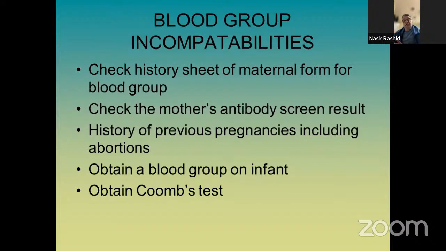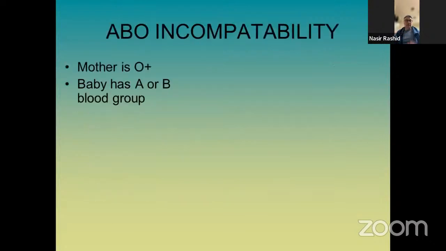And this is only for the blood group incompatibilities where you will be looking at this part of the history. Let's talk about the blood group incompatibility. I'm trying to explain to you how the lab looks at this data when you send it for the Coombs test.